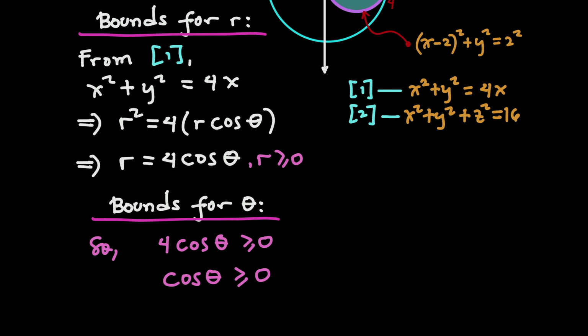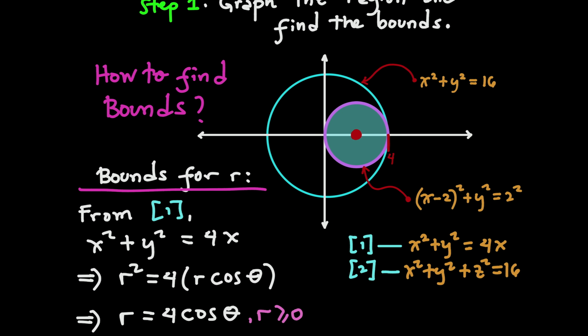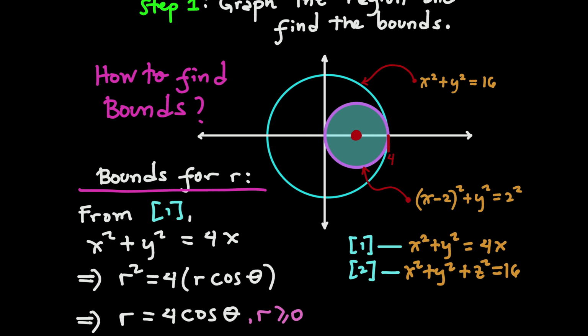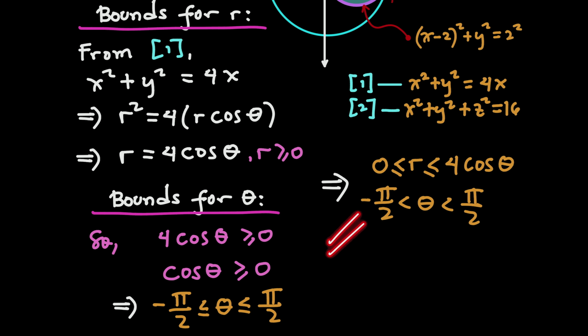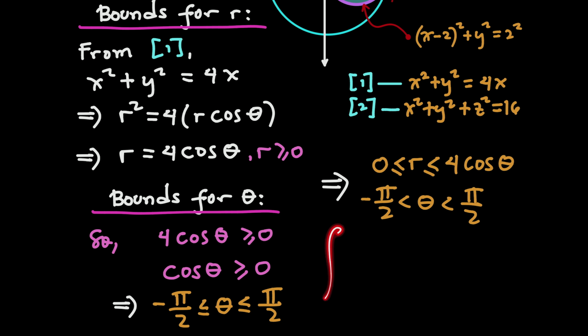And if you look at this graph, the cosine theta is only positive when you are considering the first and fourth quadrants. That means your theta is between negative pi over 2 and positive pi over 2. So we have the following restrictions for theta and your r. Therefore, we are done with the bounds of our integral.